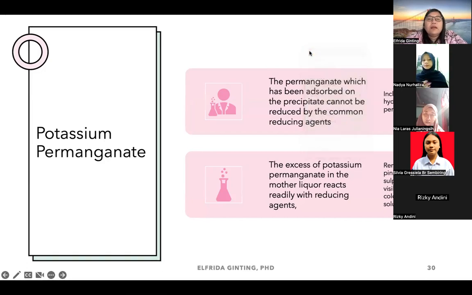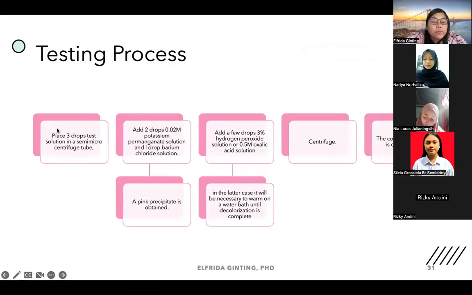Now, this is the testing process. You drop three drops of test solution into a semi-micro tube, and then you add 2 drops of 0.02 molar potassium permanganate and 1 drop of barium chloride, and you can see here a pink precipitate is obtained.